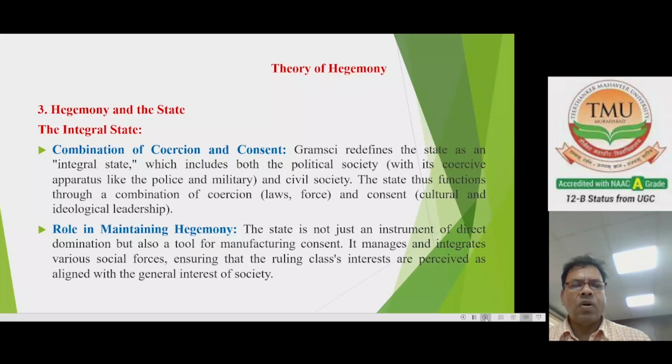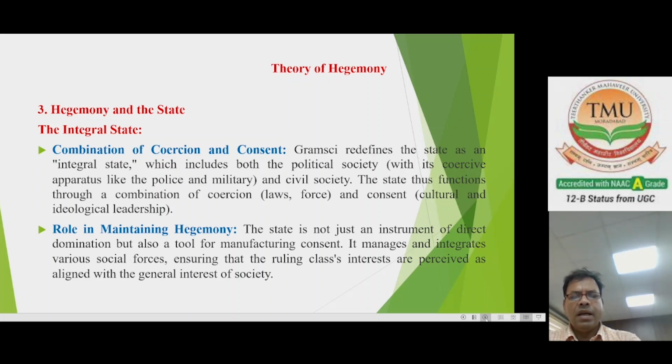Second, we talk about hegemony and the state. Integral state, that is the combination of coercion and consent. Gramsci redefined the state as an integral state, which includes both political society with its coercive apparatus like the police and military, and civil society. The state thus functions through a combination of coercion, law and force, and consent, culture and ideological leadership.